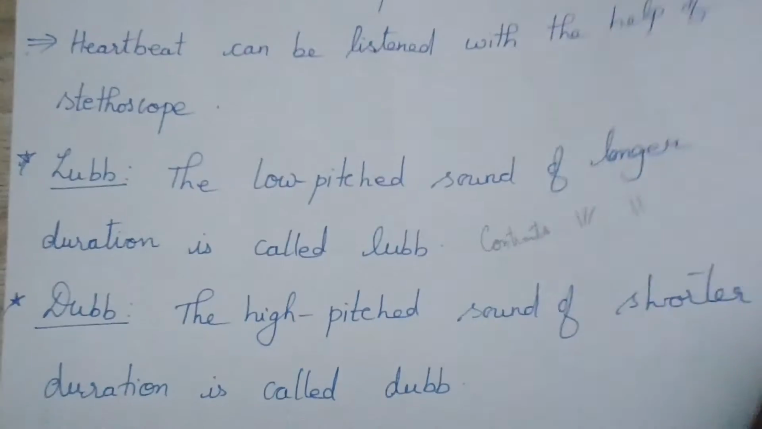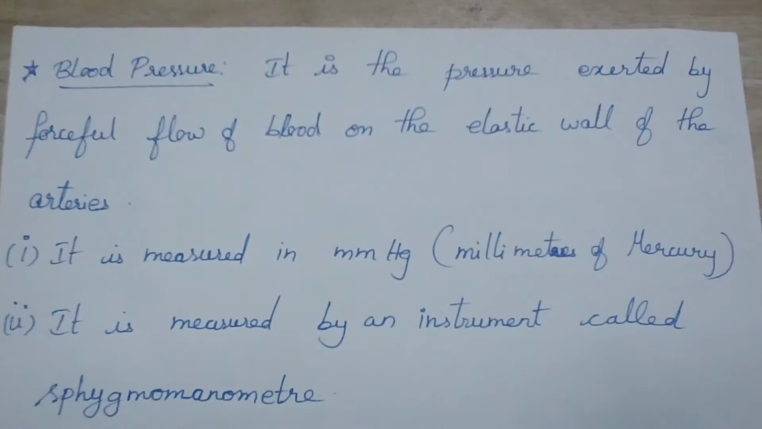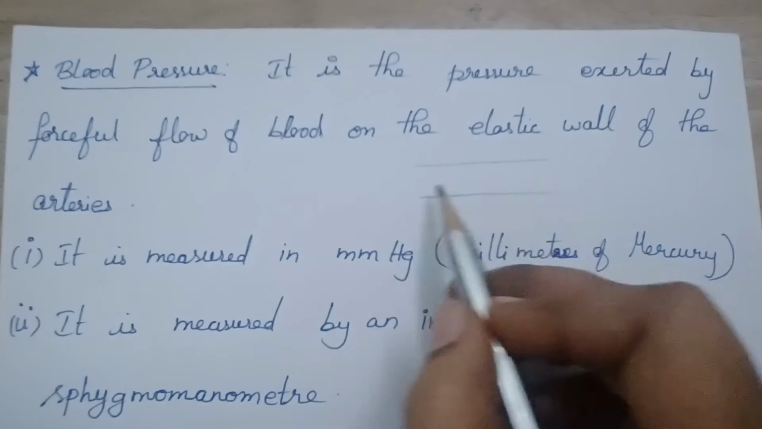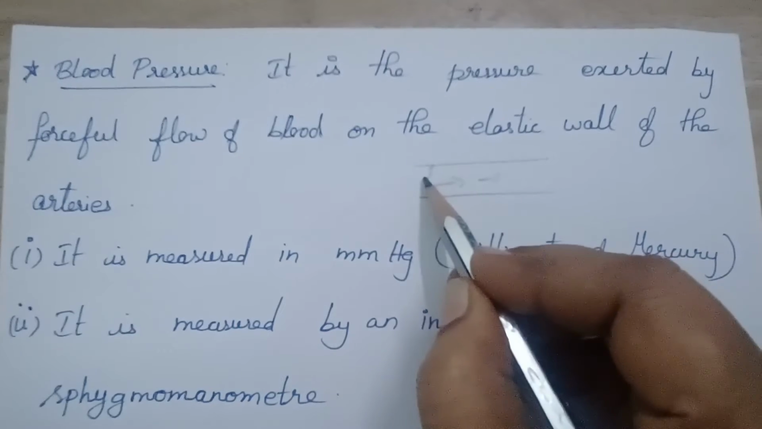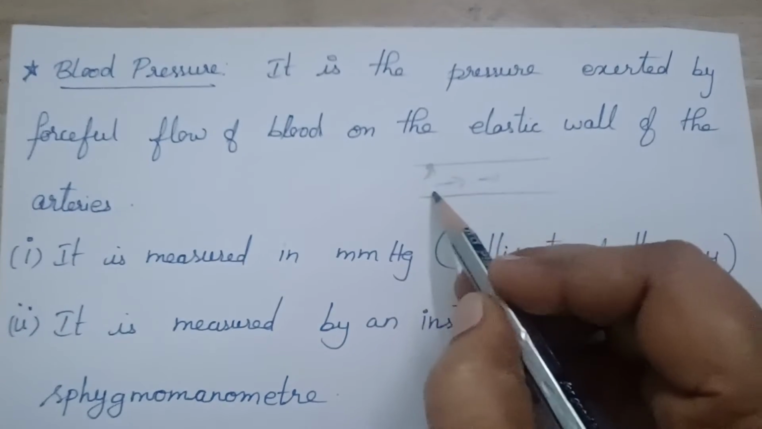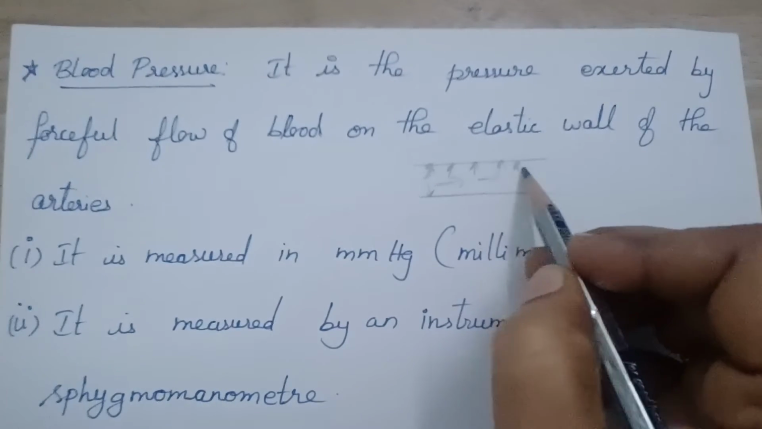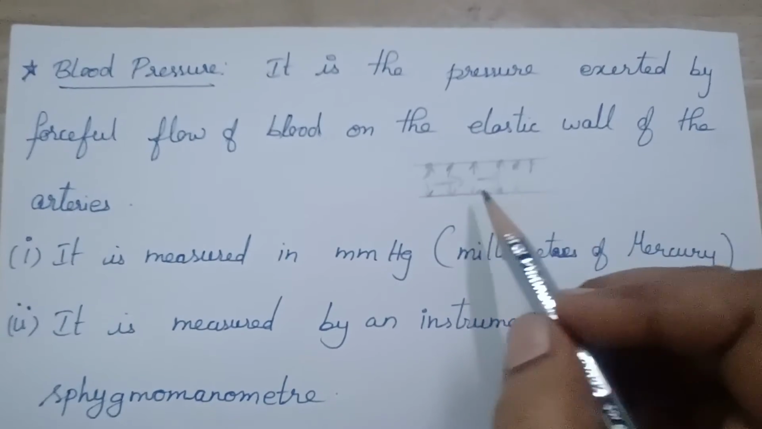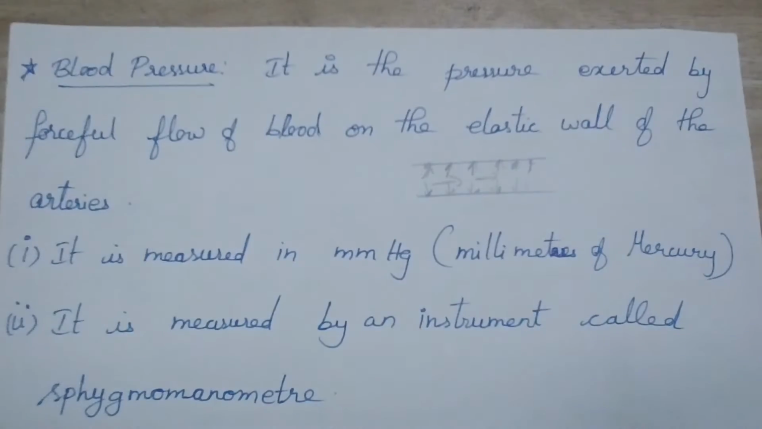Next one is your blood pressure. Since the heart is pumping, the blood comes out with some pressure, right? This pressure will be exerted on the walls of the artery. When the blood is flowing in the artery, because of the pumping, it has some pressure. So it exerts some lateral pressure on the walls of the arteries. That force exerted on the walls of the artery is called your blood pressure.